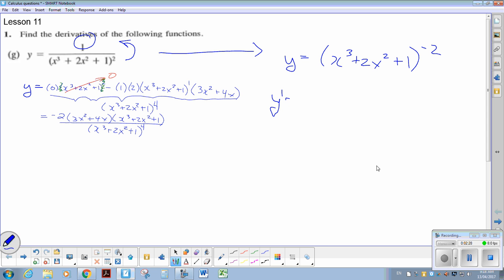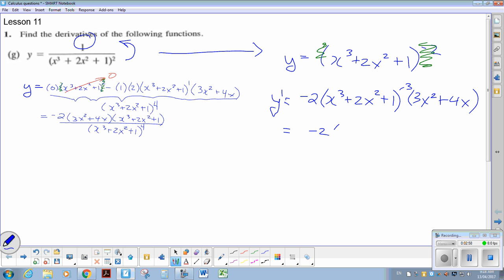So it would mean my derivative, y prime, would be the negative 2 would come down. I don't touch anything inside. That goes to the exponent negative 3. Now I take the derivative of what's inside. So I've essentially taken care of my brackets. So now inside I have 3x squared plus 4x. And there we end up with a similar answer.